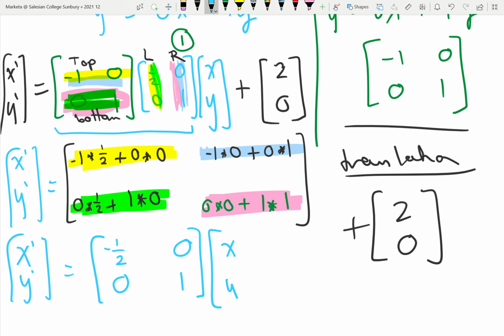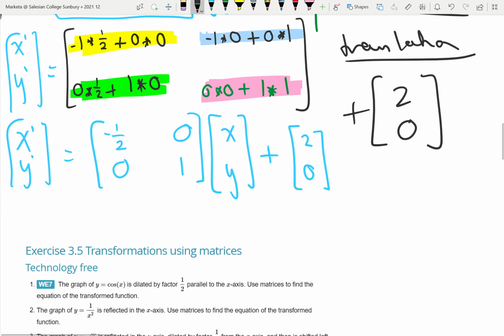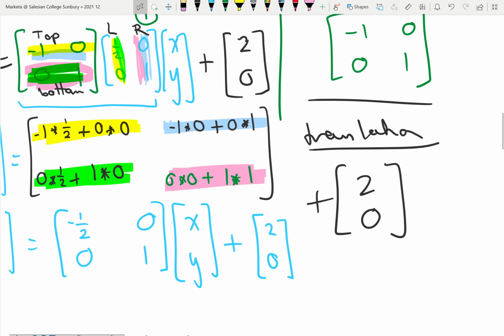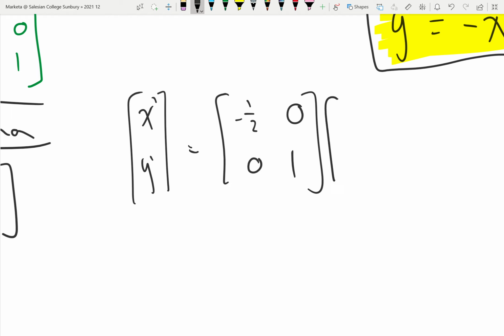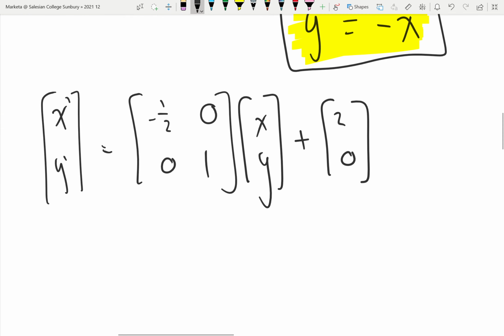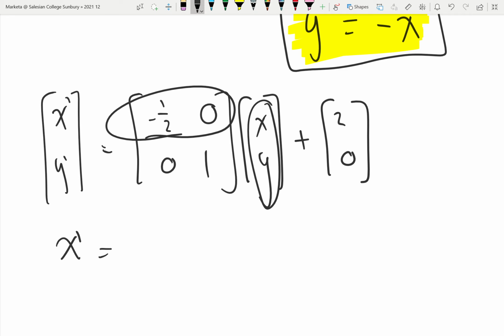Now I've got xy here, and I'm just going to put plus 2, 0 here. So let's expand it, and then we can use that. So -half 0, 0, 1. X image, Y image, I'll just rewrite it here. -half 0, 0, 1. XY plus, I think it was 2, 0, wasn't it? Let's double check. Yep. Okay, so let's expand it. We get X image equals -half times X is -half X plus 0 times Y is 0Y plus 2. So the 2 is on the same level as the X.